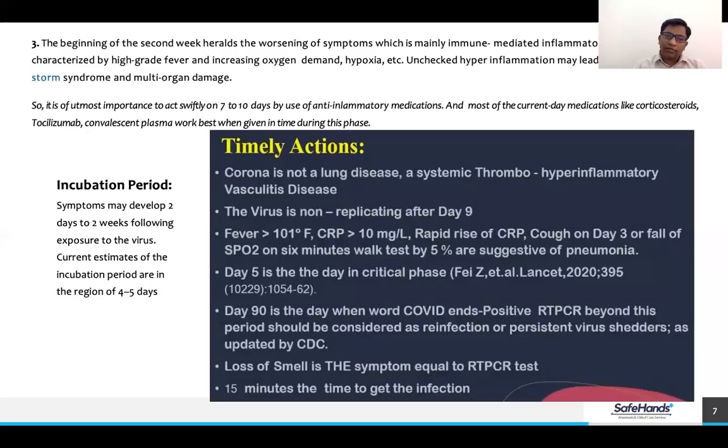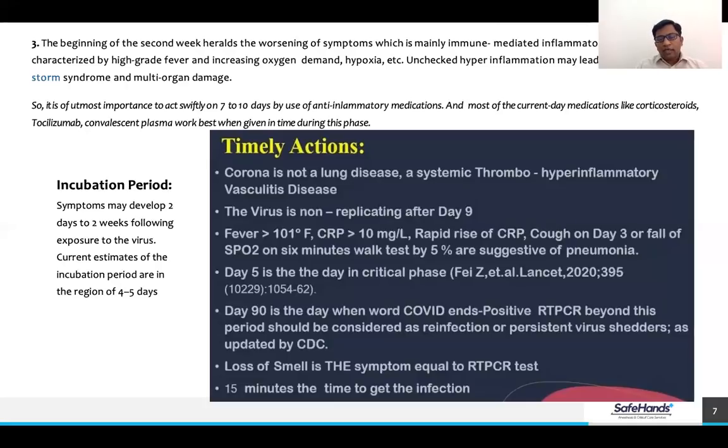So, timely action. Corona is not a lung disease, it's a systemic thrombo-hyperinflammatory vasculitis disease. The virus is non-replicating after 9 days. Fever of more than 101 degrees Fahrenheit, CRP more than 10 milligram per liter, a rapid rise of CRP, cough on day 3, or a fall of saturation (SpO2) on the 6 minute walk test by 5% are suggestive of pneumonia.